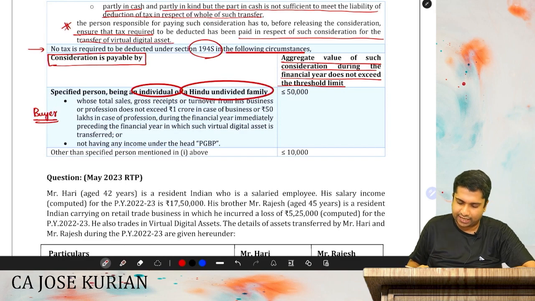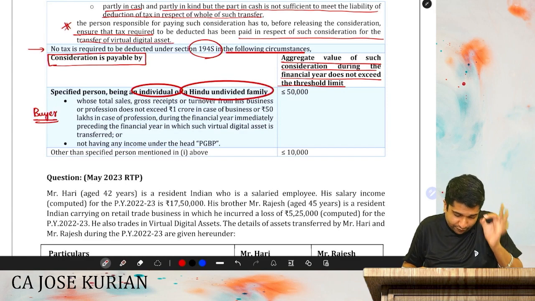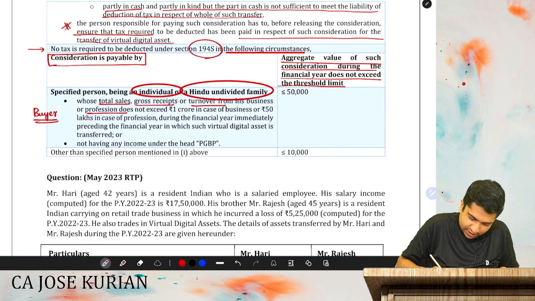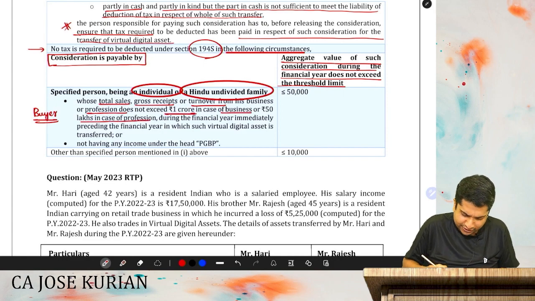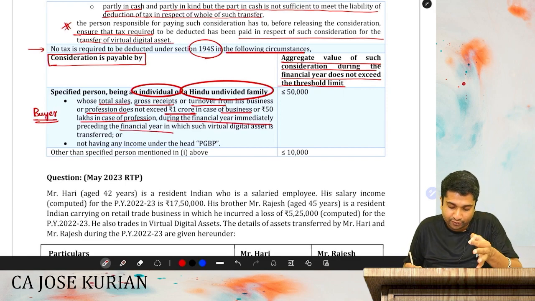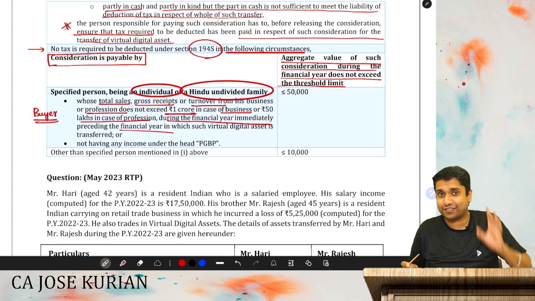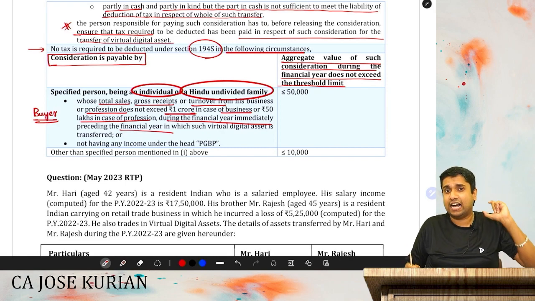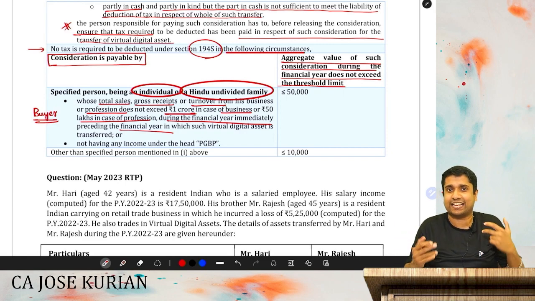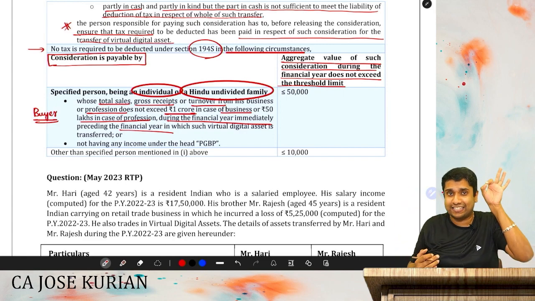The buyer being either an individual or Hindu undivided family, plus his total sales or gross receipts or turnover from his business or profession does not exceed 1 crore in case of business or 50 lakhs in case of profession during the financial year immediately preceding the financial year in which the virtual digital assets is transferred. That simply means, say, this year I am transferring virtual digital assets. I am buying virtual digital assets. I am the buyer. I am buying virtual digital assets today.